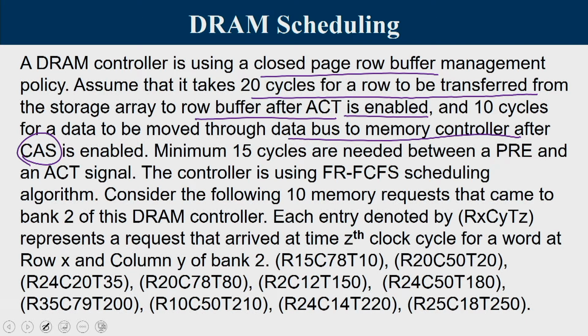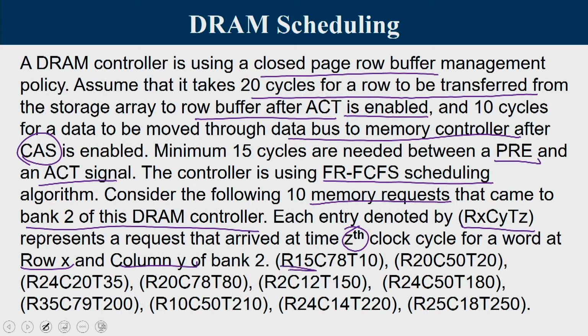Minimum 15 cycles are needed between a pre-charge signal and an activate signal. The controller is using the FRFCFS scheduling algorithm. Consider the following 10 memory requests that came to bank 2 of this DRAM controller. So you are going to get a few requests, all of them to the same bank, so we are dealing with only one row buffer. Now the way in which the requests are represented is Rx, Cy and Tz, which represents a request that arrived at the zth clock cycle, the last entry being the clock cycle, for a word at row x and column y of bank 2.